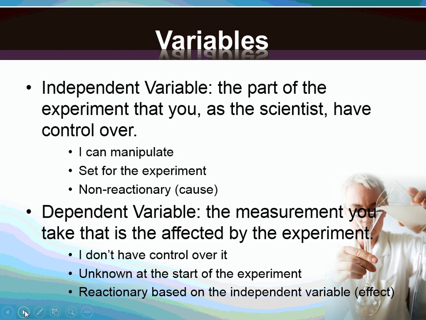A dependent variable is what you measure in the experiment and what is affected during the experiment. The dependent variable responds to the independent variable. It is called dependent because it depends on the independent variable. In a scientific experiment, you cannot have a dependent variable without an independent variable.